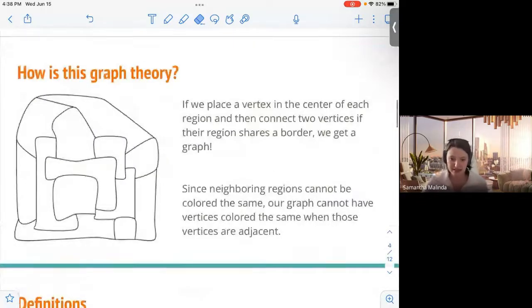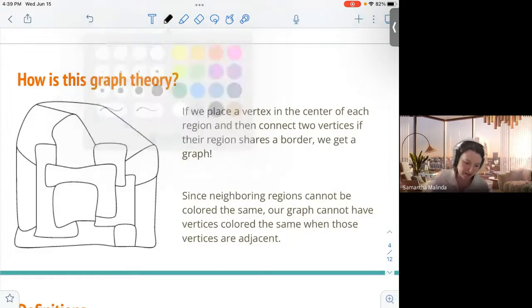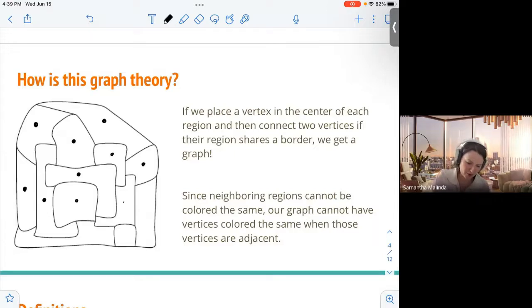So you might ask, like, whoa, how is this graph theory? Well, to help you with your investigation, maybe we place a vertex in the center of each region. So it might look like this, where I put a point there, vertex there, and so on and so forth. There's not a right or wrong place to place the vertex, nor is it a right or wrong way to set up a graph, as long as the connections, which we call edges, match.